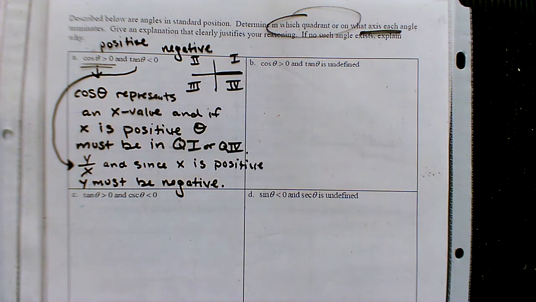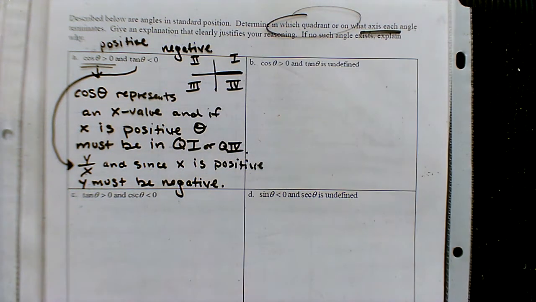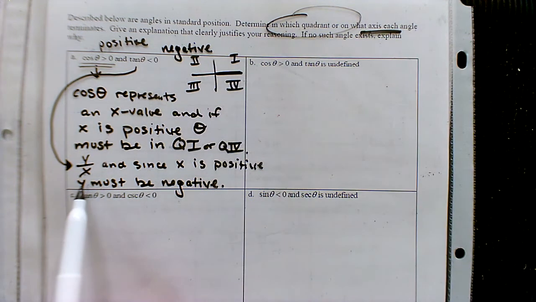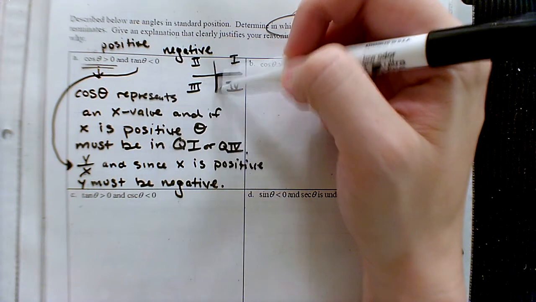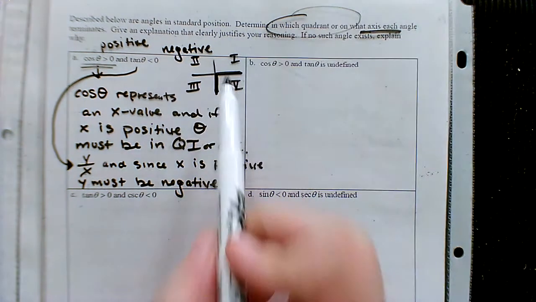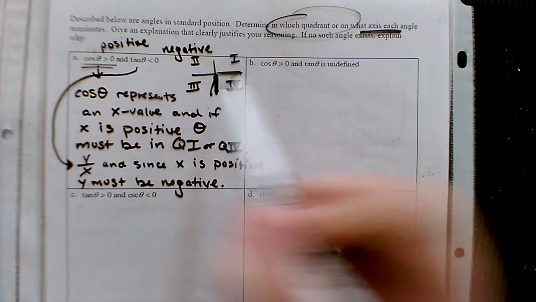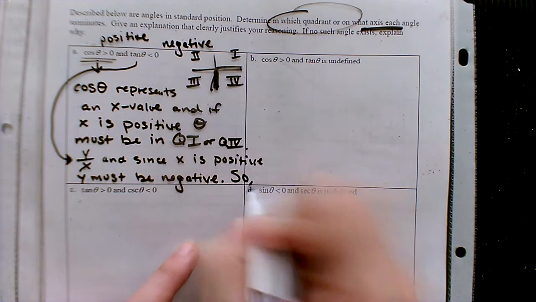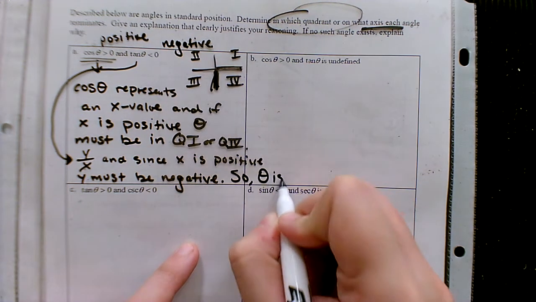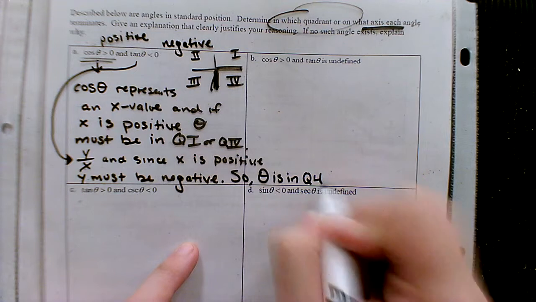So we already narrowed it down to quadrants 1 and 4 based off the cosine information. Of those two quadrants, 1 or 4, which one has y values that are negative? Yeah, 4, right, y values negative that are down here. So notice how we completely box in quadrant 4 with those two pieces of information. So we'll say theta is in Q4.